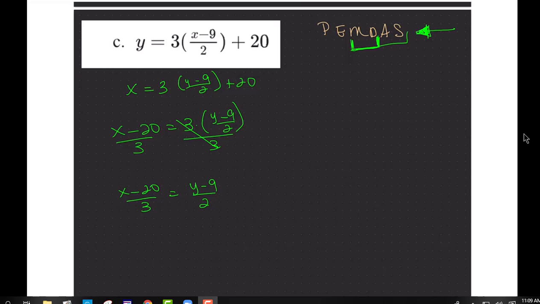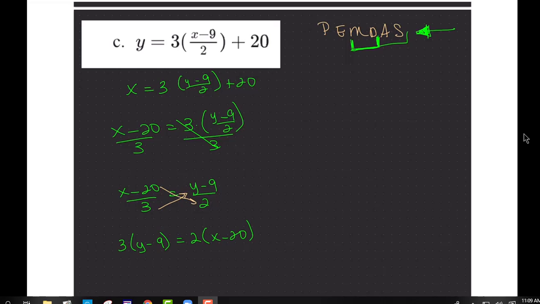So anytime you have two fractions that are equal, they're proportionate, right? So that numerator times that denominator, or denominator times numerator, is going to equal that numerator times that denominator. So we call it cross multiplying. So we can cross multiply. Multiply those guys. We get 3 times y minus 9, to get rid of the fraction. Multiply these two guys together. 2 times x minus 20.